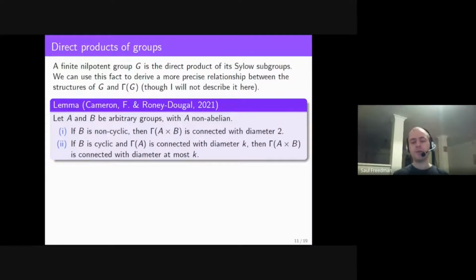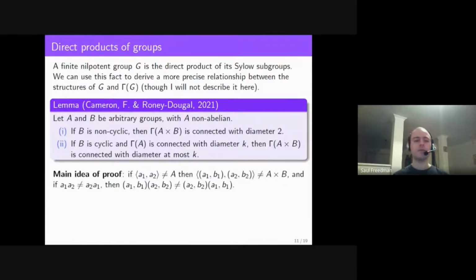So I won't prove this, but I'll state that the main idea used in this proof is that if we have two elements, A1 and A2 of A, if they do not generate A, then any two corresponding elements of the direct product will also not generate the direct product. And similarly, if the elements of A do not commute, then the elements of the direct product will not commute. And of course, this also holds if we replace the elements of A with elements of B. And so basically, it's very easy to have two elements or two vertices in the graph of the direct product joined directly, which is why, especially in case 1, the diameter is always as small as possible.